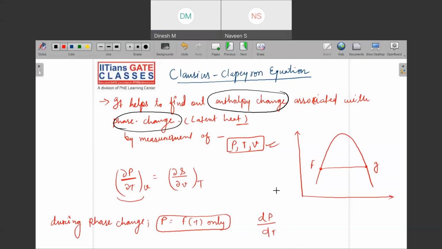And similarly, can I write delta S upon delta V when temperature is constant? That means automatically your pressure is also constant. So I can write this directly as dS upon dV. So your partial got converted into what? An ordinary differential equation. Using these two, we can find out the enthalpy change.